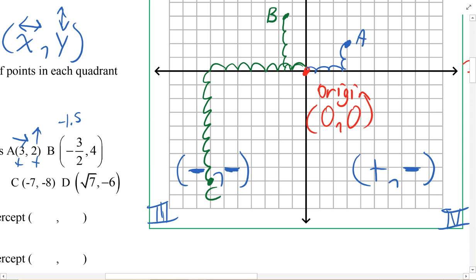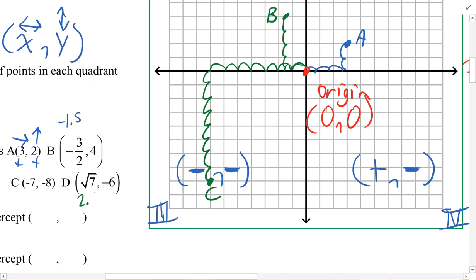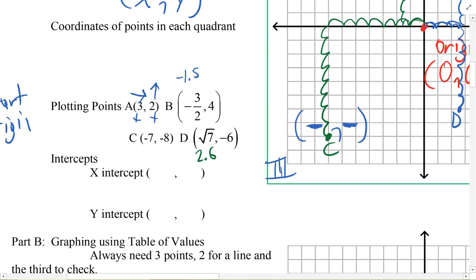Okay. Next one is root 7. So to check that out, I'll probably go to my decimal just to make sure that I plot it correctly. 2.6. So it's a little bit more than 2.6. So it's not in the middle. So now I'm going to go to the right 2.6. 1, 2, and 0.6 is right here in between 2 and 3, a little bit more than 2.5. Down 6. 1, 2, 3, 4, 5, 6. So right out there, a little bit more than halfway, and that is point D. So turning things into decimals can help you plot your points.